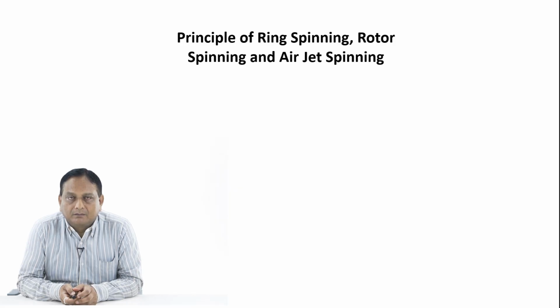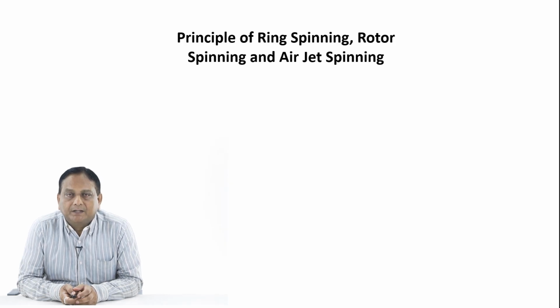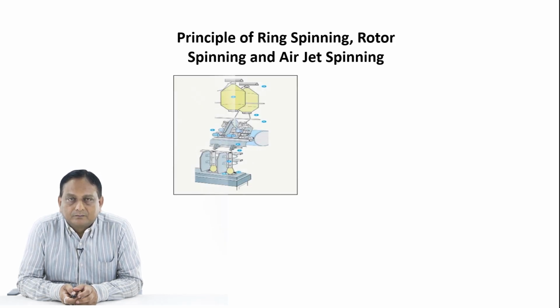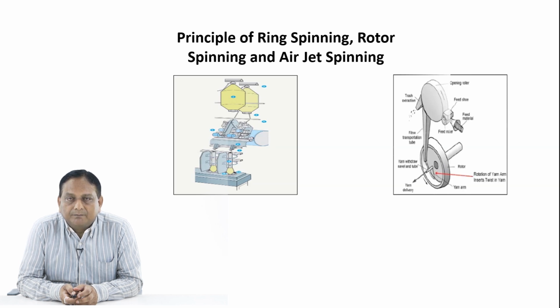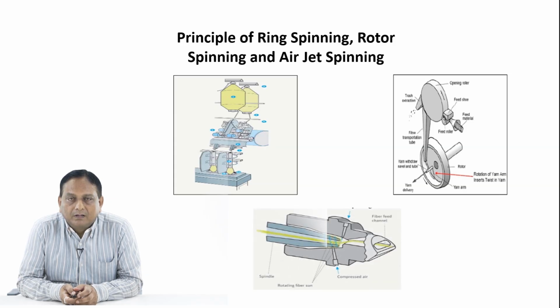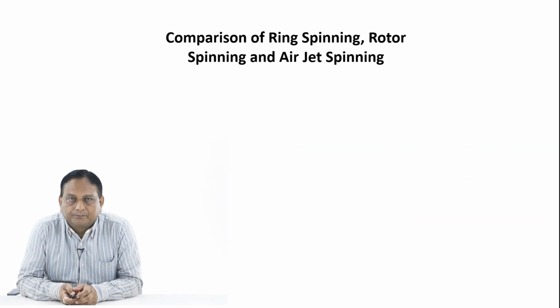Now let us compare the principles of ring spinning, rotor spinning and air jet spinning systems. We can see in the figure the ring spinning system, then the rotor spinning system is shown in this photograph, and finally the air jet spinning. So you can see the machineries and the mechanisms of operation are all different when we talk about the principles of ring, rotor and air jet spinning systems.